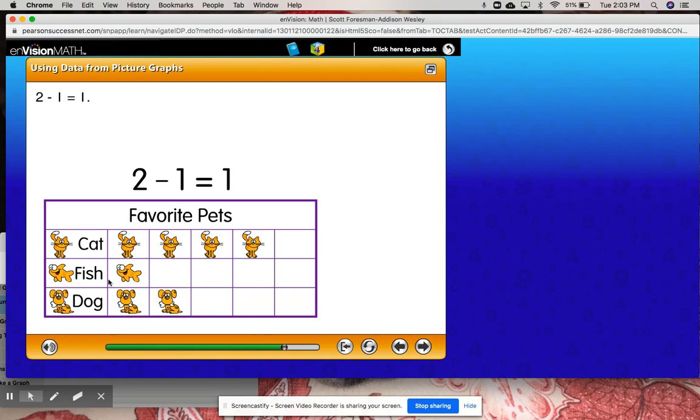Or today, our new way that we can find the difference between two animals, two pets rather, is by subtracting. You subtract the number of fish from the dogs. So 2 minus 1 equals 1. Either way, you'll get the same answer. One more child chose a dog.